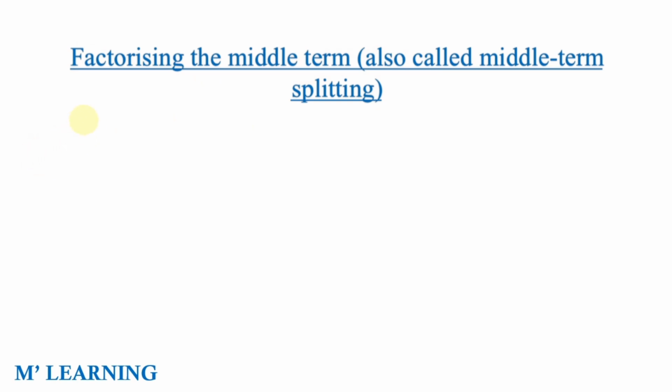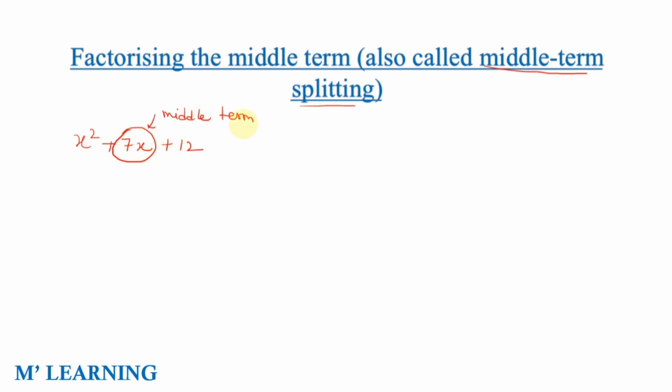So let us take a polynomial. Let's take x square plus 7x plus 12. Now the method name is middle term splitting. So what we'll do, we'll split this middle term into two numbers. This is our middle term. The x one is always the middle term. So we have to split this middle term into two terms, then we can take the common factor from the terms we get.